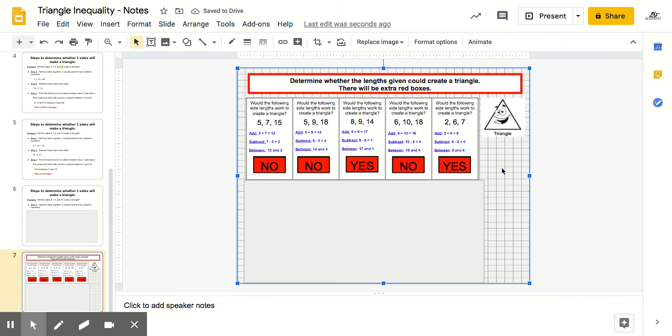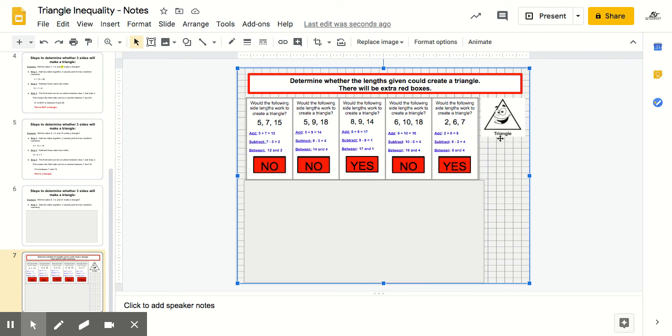Okay, guys, that is the triangle inequality theorem. Always, your first step is to add two sides together. Second step is to subtract those same two sides that you used in step one. Then the numbers that you got in step one and step two are the range that your last side length has to fall in between. If the number does fall in between those two numbers, then it is a triangle. If it does not fall in between those two numbers, then it is not a triangle.